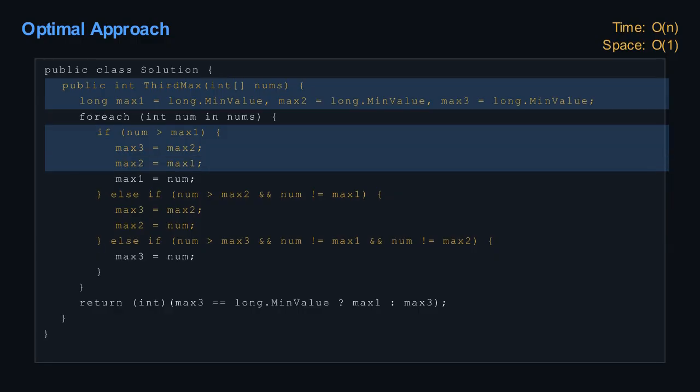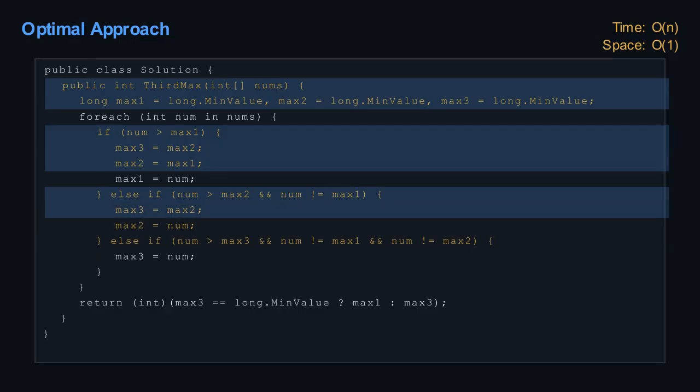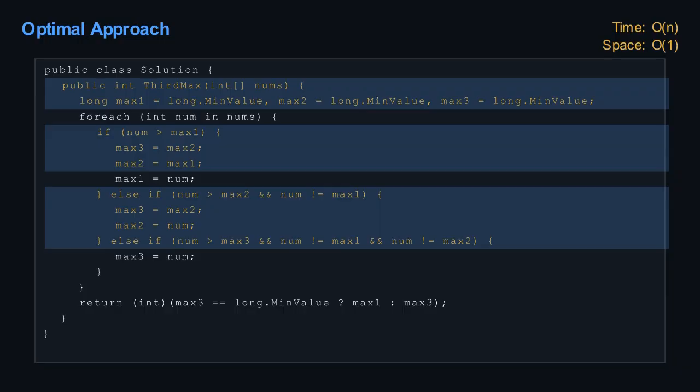If it's not the absolute max but is greater than the second max and not a duplicate of the first, we shift the second max to the third and update the second. Finally, if it's only greater than the third max and isn't a duplicate of the first 2, we just update the third max. At the end, if our third max variable is still at its initial minimum value, we return the first max. Otherwise, we return the third.